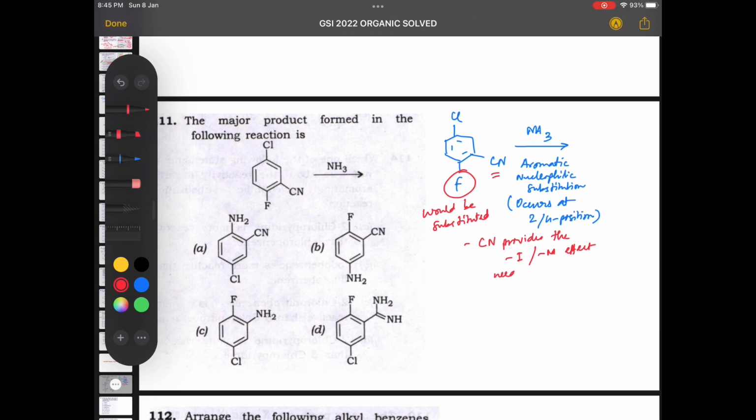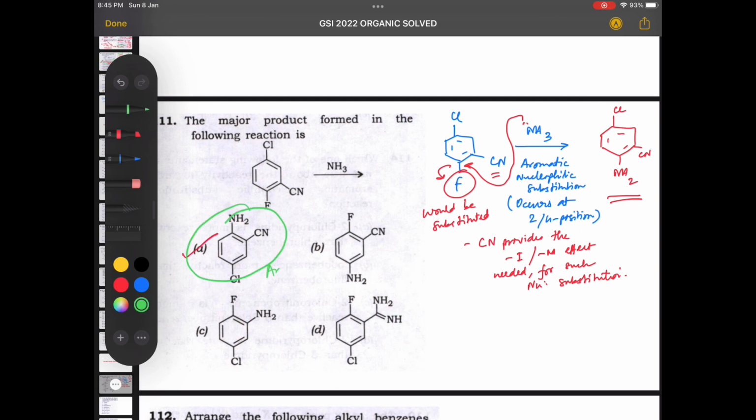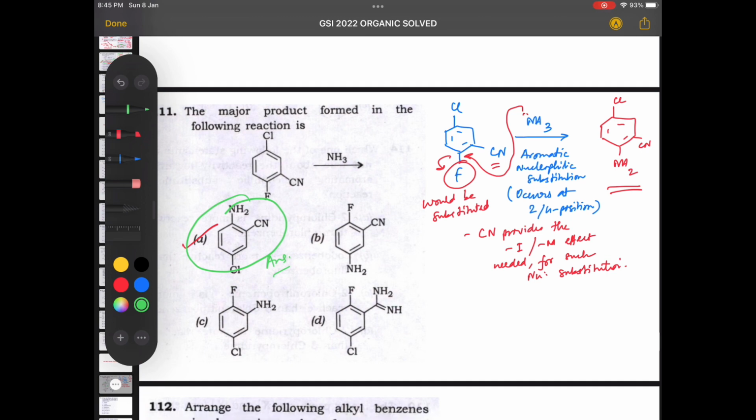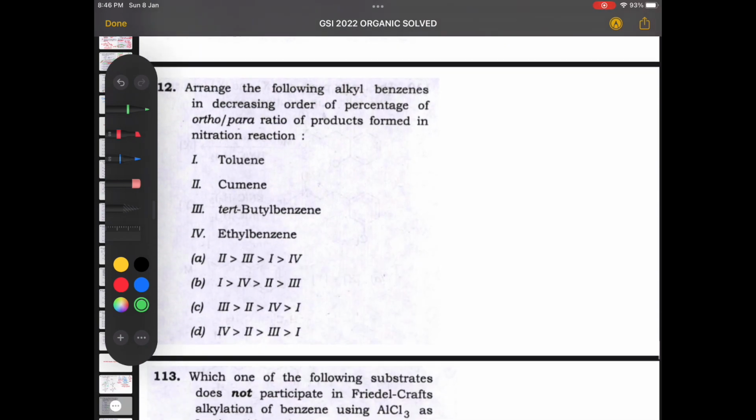So here what happens is NH3 substitutes the fluoride to form NH2, and that is where the nucleophilic substitution takes place. We can see this is the product of this particular reaction, and this is how it happens according to the arrow pushing mechanism. Let us see our options. Option A is the correct option for this question. Okay, so with this we move on to the next question.